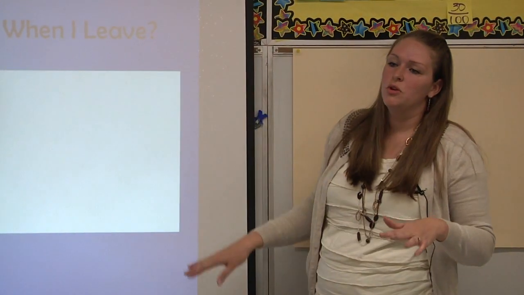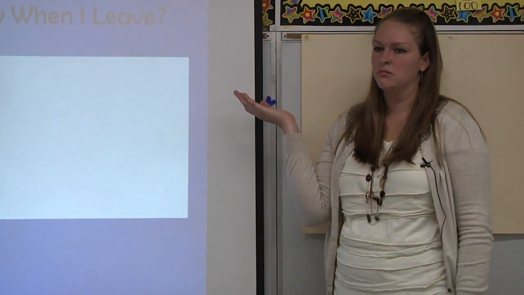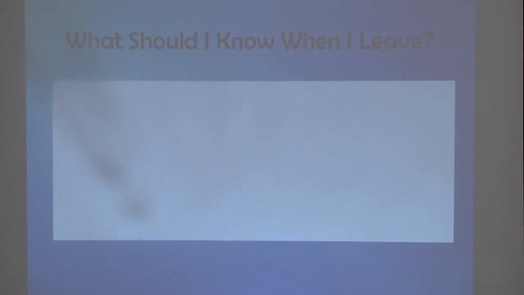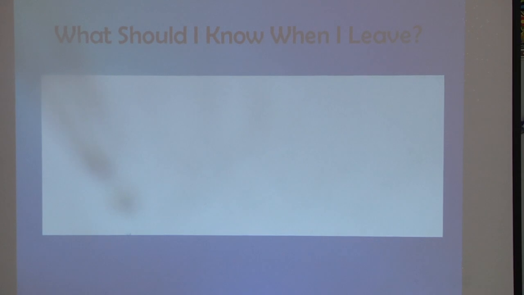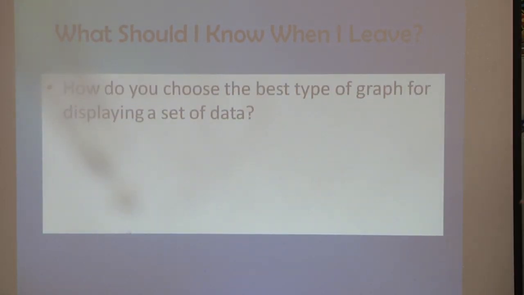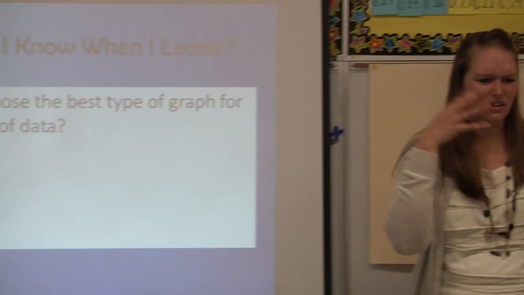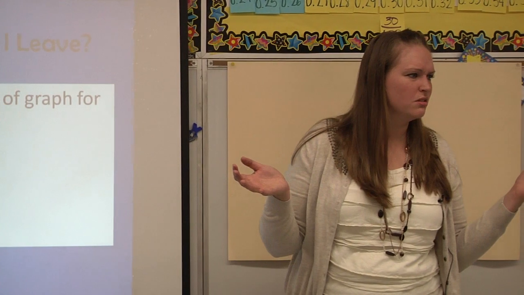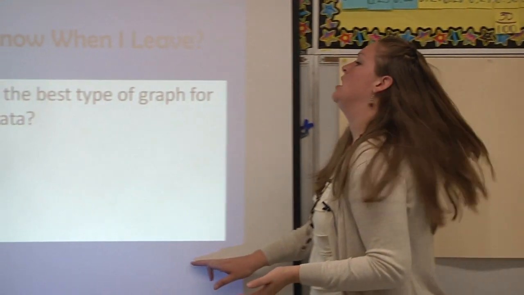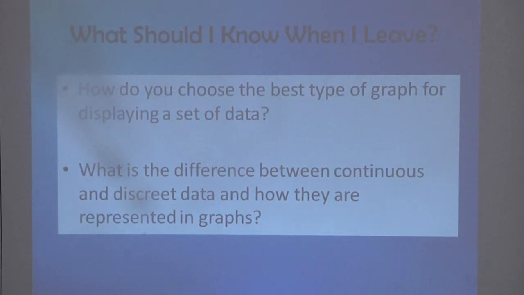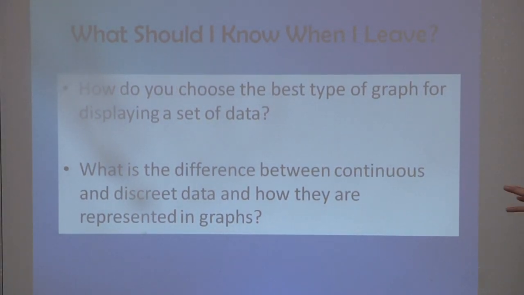Now, what should you know when you leave here? What do we also call this? The exit ticket, but it's also our what? Essential question, good. So our essential questions for today are, how do you choose the best type of graph for displaying data? When you see numbers, how do I know which graph to use? Well, we'll talk about that today. Also, what is the difference between continuous and discrete data?